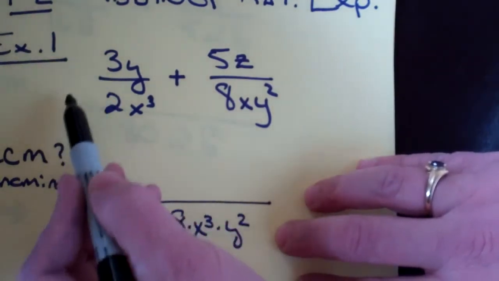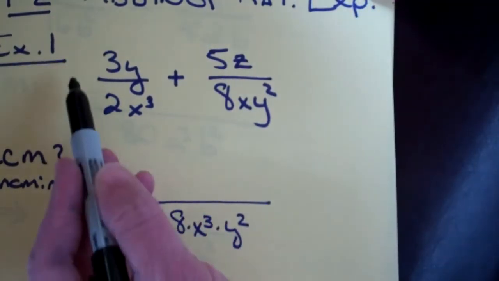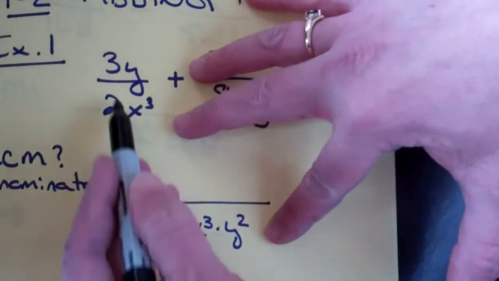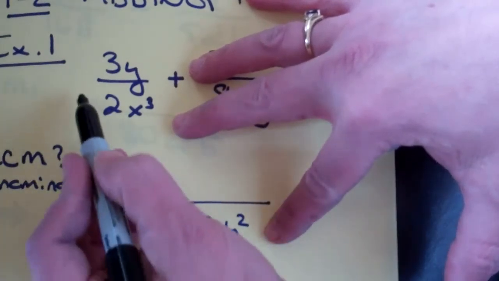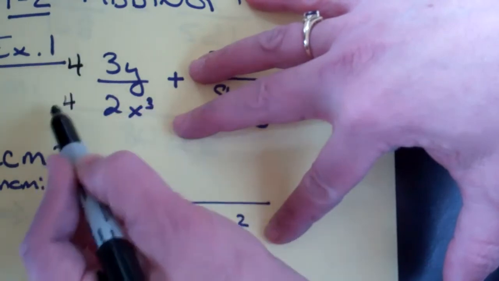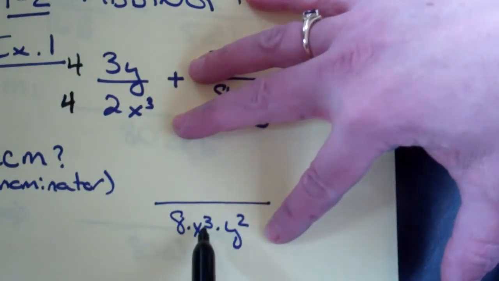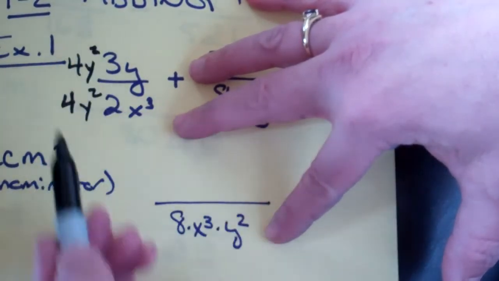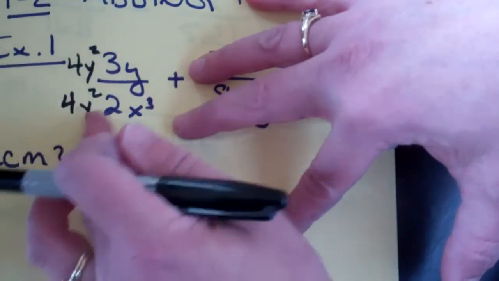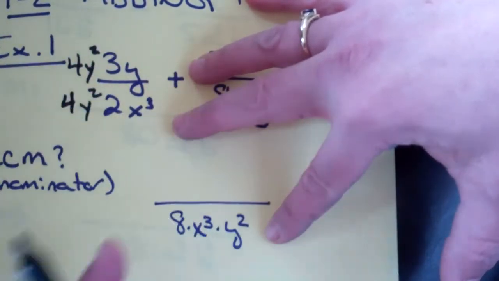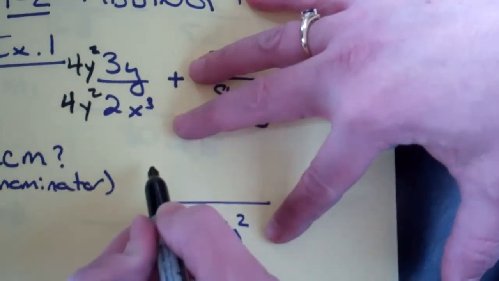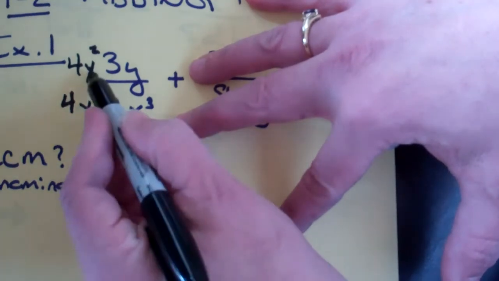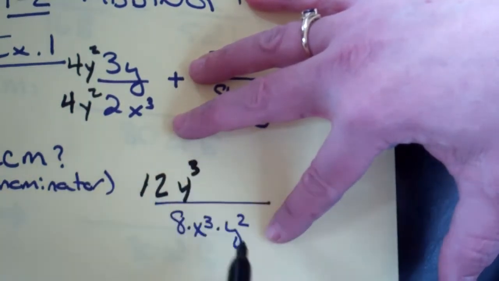Now we go back to the original problem and we ask ourselves, what do I need on top and bottom? If I'm trying to get an 8x cubed y squared to be fair, what do I not have here? Well, I have a 2, I need an 8, so I'm going to have to multiply top and bottom by a 4. I also have an x cubed. Now I'm okay there, but I'm going to need a y squared. By multiplying top and bottom by the same factors, I'm changing the way this looks, but not really changing its value. So in the first term, I have a 4 times 3 is 12, and I got a y squared, and a y becomes y cubed.